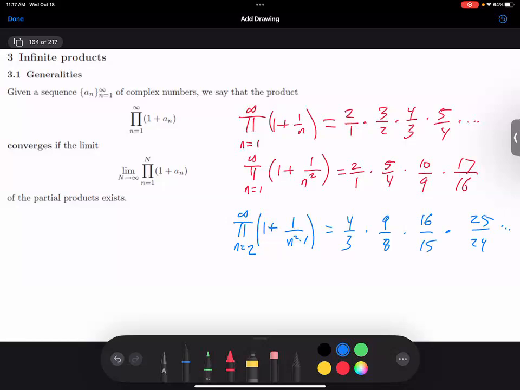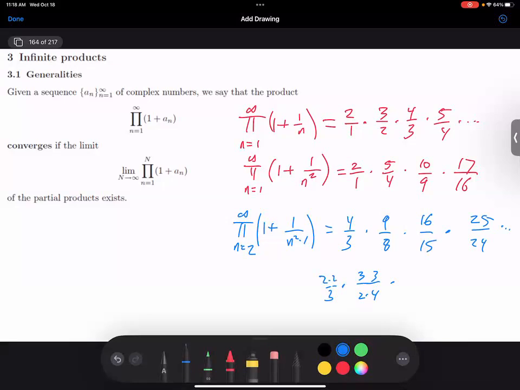Just apparently looking at the fact that all of the terms are greater than one, wouldn't anything of the form just diverge to infinity? If we have 1 plus something positive, and we multiply that infinitely, would that always have to work? Again, it's going to really depend on what we have.